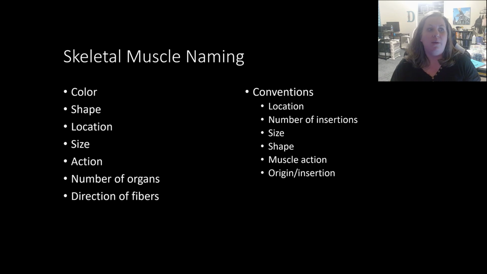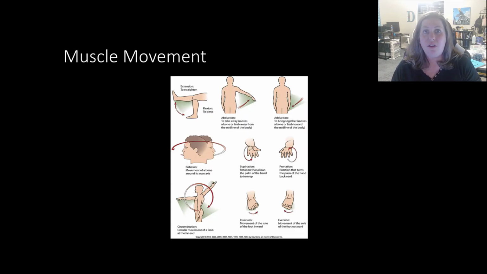So you can kind of see which ones are for the directions of the fibers. They'll have a certain color to them. All right, and so this just helps us with naming. Another thing to note about muscles is that they do help us with different types of movements, and a lot of these movements are opposites.